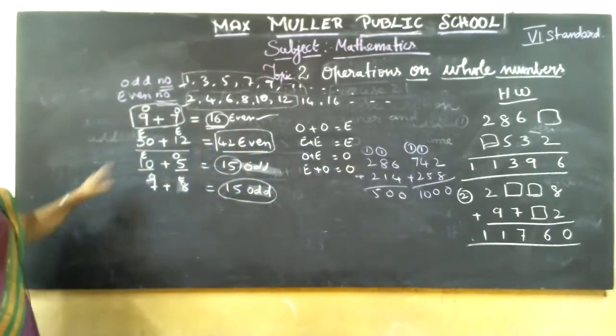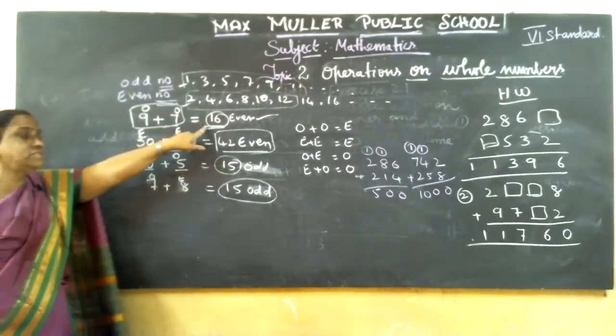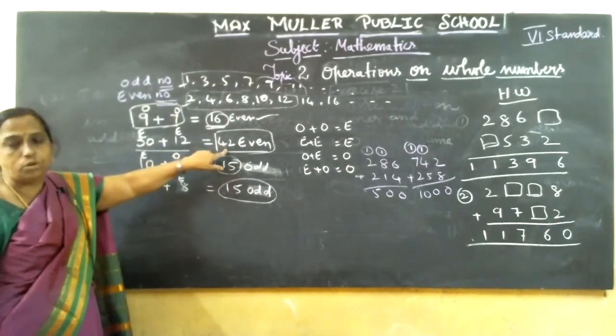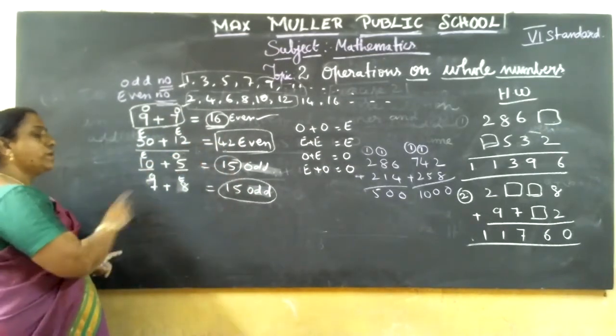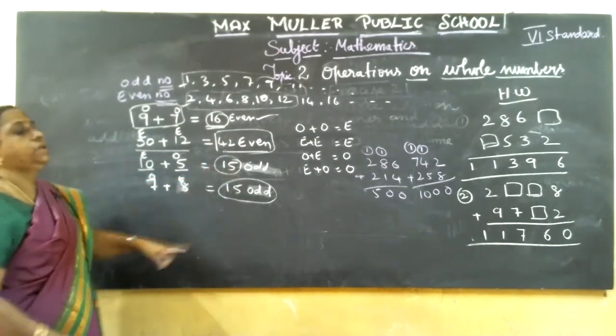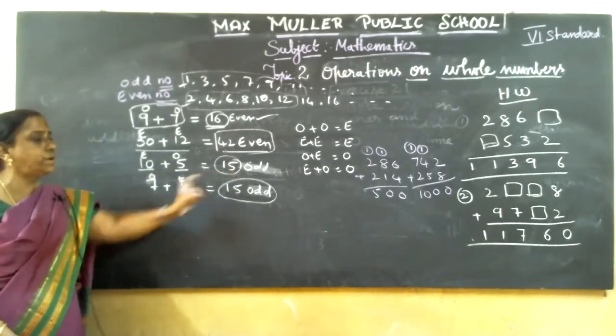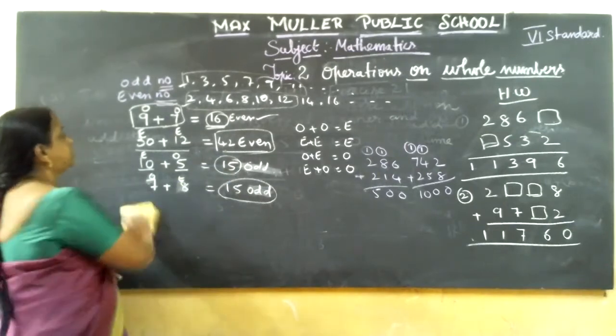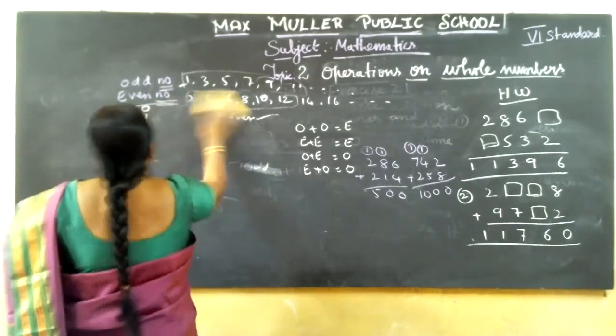You understand? If you take two odd numbers, the result is always even. If you take two even numbers, the result is always an even number. If you take one odd and one even, odd number. If you take one even and one odd number also, we'll get an odd number as a result. Clear? Now in this question, the third question, what are they given?